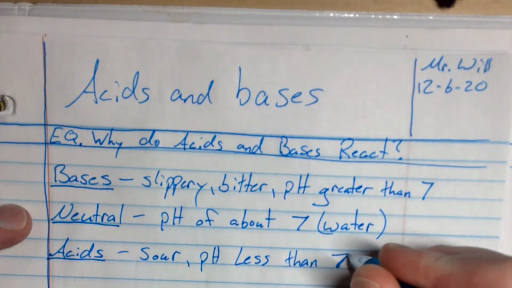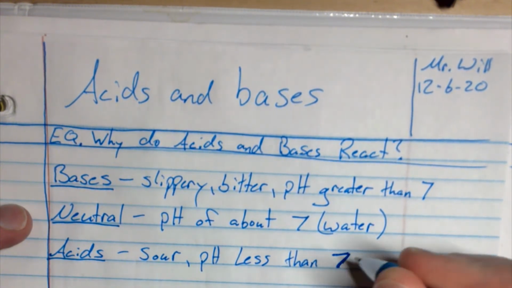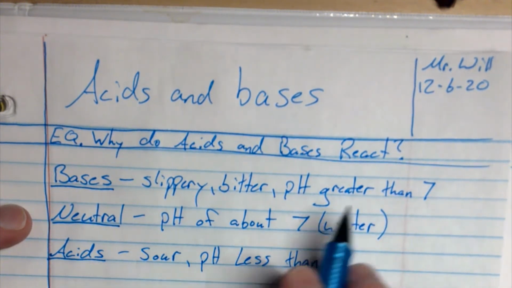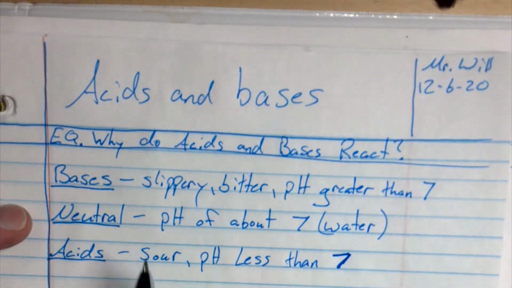And I always thought that that was kind of backwards for some reason. I always thought if it was a big number, it was going to be a really strong acid, but it's actually the opposite. The bigger the number, the stronger the base it is.